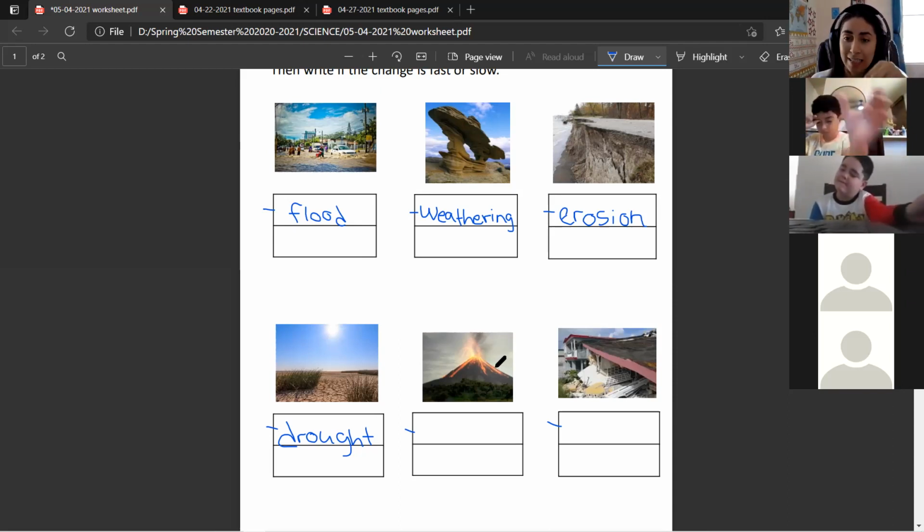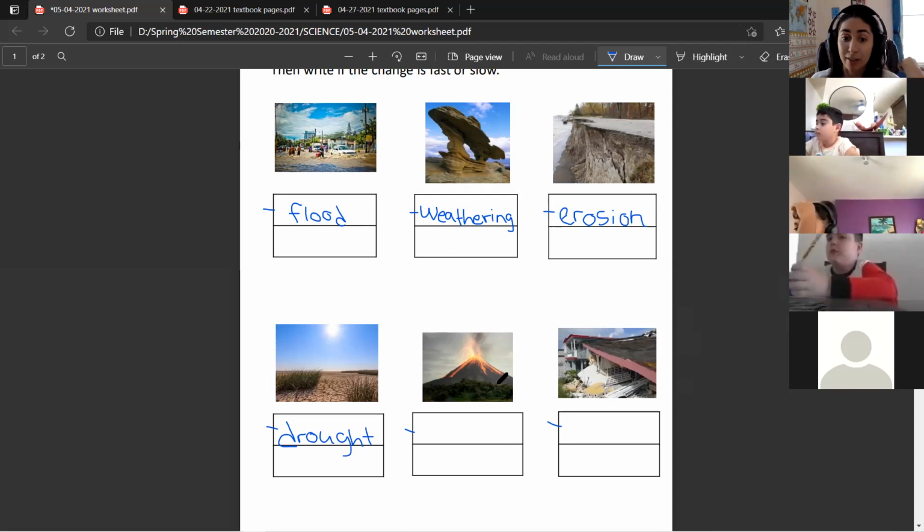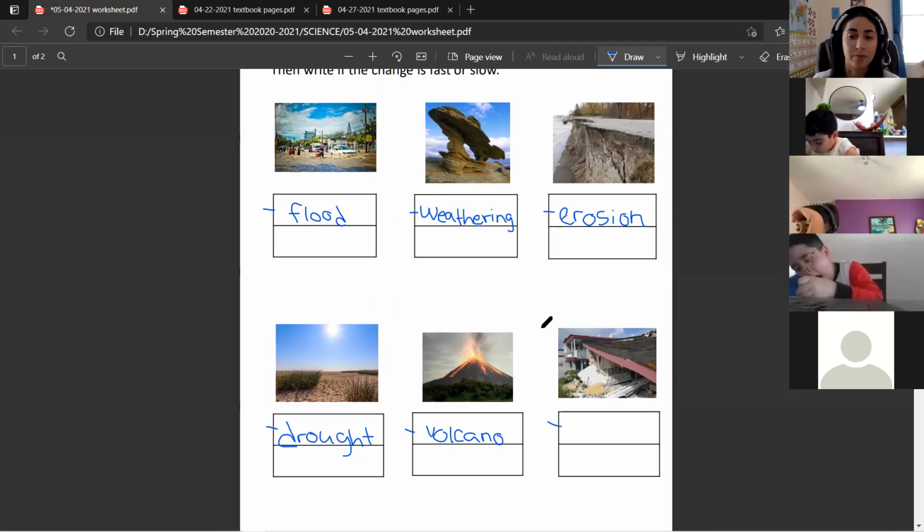But what if it's still inside of the volcano? What if that hot melted rock is still inside? It's magma. When it's inside, it's magma. When it comes out, it's lava. So we have a volcano, the eruption of a volcano. And then what about the last picture? Earthquake. That's the picture of an earthquake.